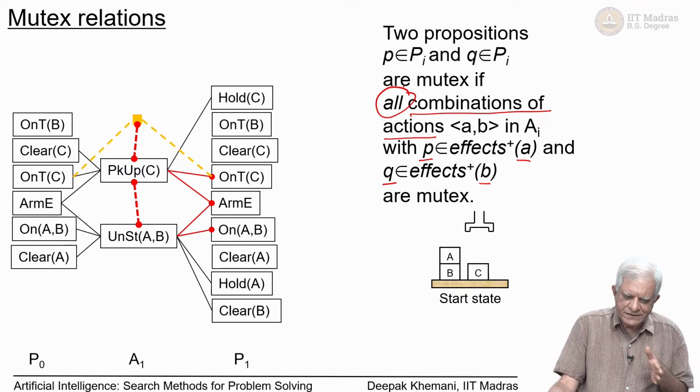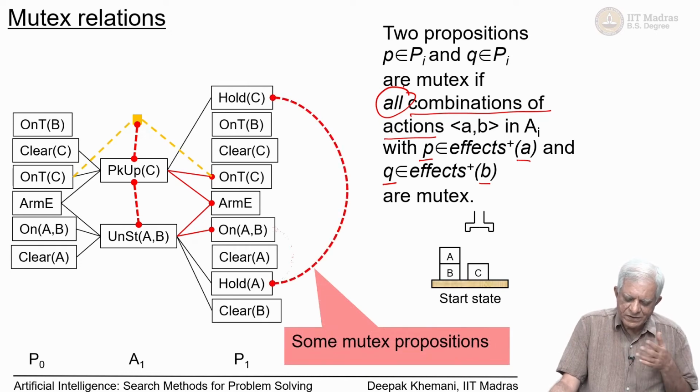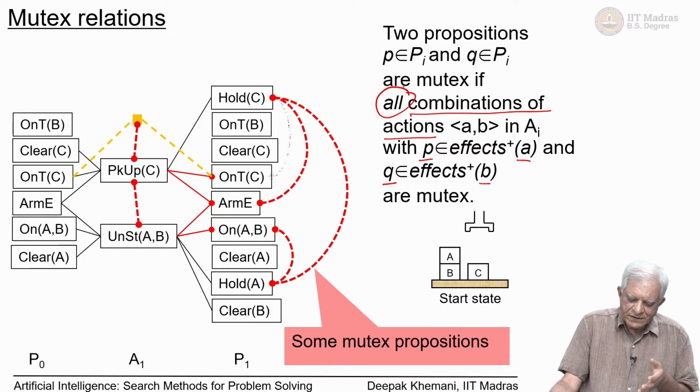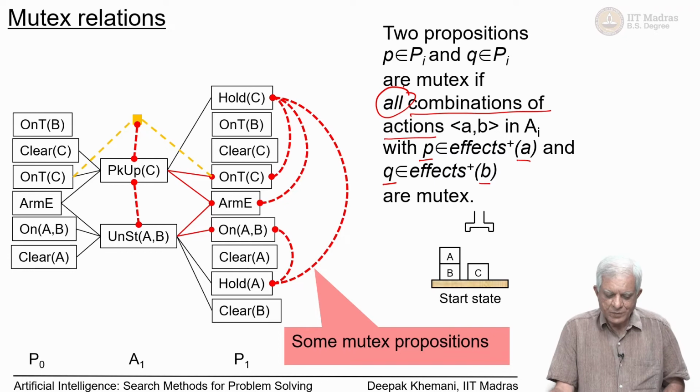So, we have mutex relations in action layers and we have mutex relations in proposition layers essentially. So, here are some mutex propositions you can see. You can either hold C or you can hold A, or A can be on B, and so on and so forth. So, there would be many mutex relations in the proposition layer as well.